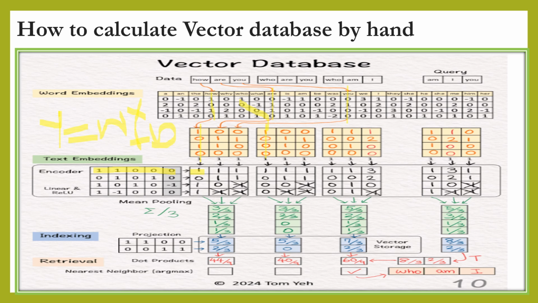So then multiply these matrices, then multiply these matrices and get the results like this, right? Then we'll have a mean pooling. Mean pooling means just add these elements and divide by 3. So here 1 plus 1 plus 1, it's 3, so 3 by 3. So here 1 plus 1, 2, so 2 by 3.